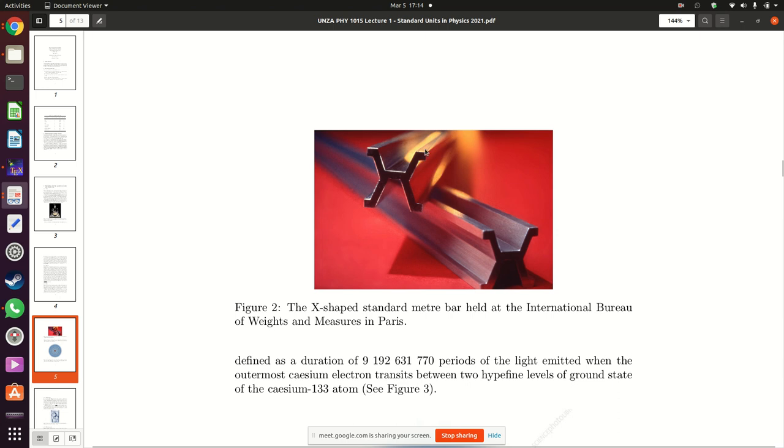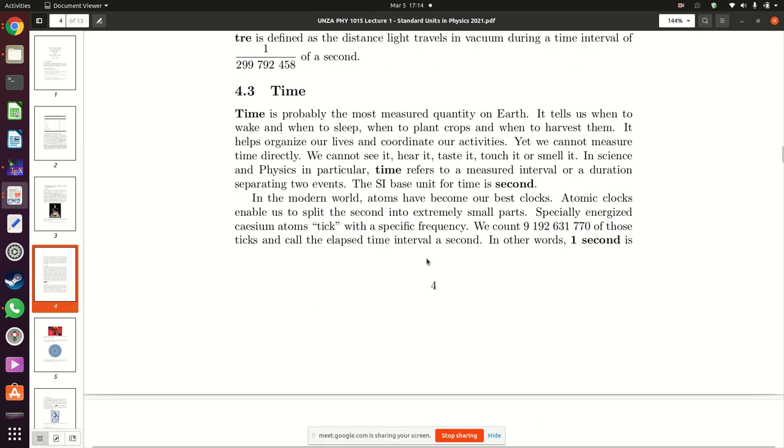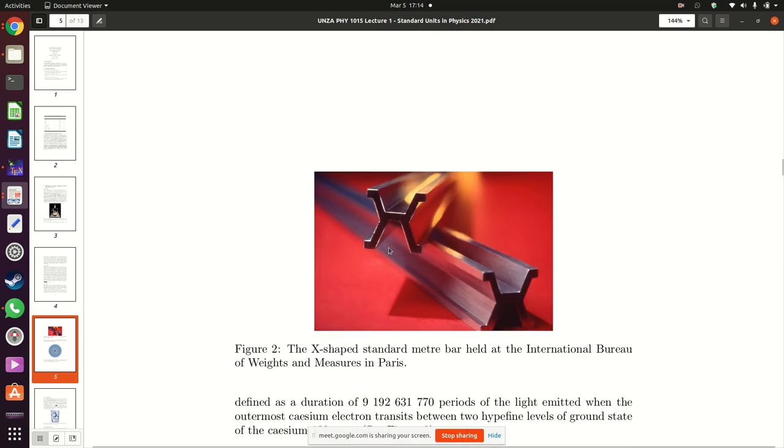And the other thing is, why is the bar X-shaped? Previously, the bar used to be flat. But if you have held a metal bar before, it usually tends to bend. So a flat bar bends, and there was a problem with bending. In order to sort out this problem, they decided to change the cross-section of the bar into an X-shape. An X-shaped bar, as you are aware, does not bend. So that sorted out the bending. So 1 meter used to be defined in terms of the length of this bar, which is what is known as the standard meter.